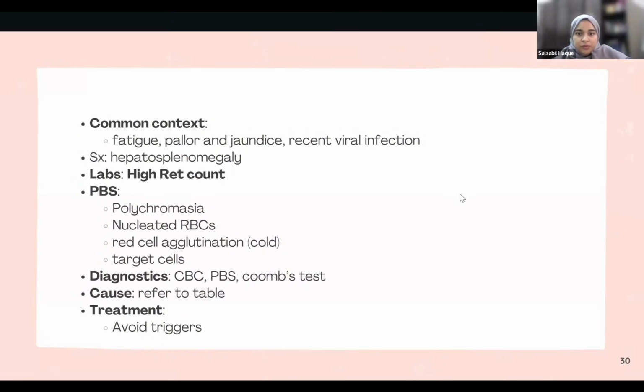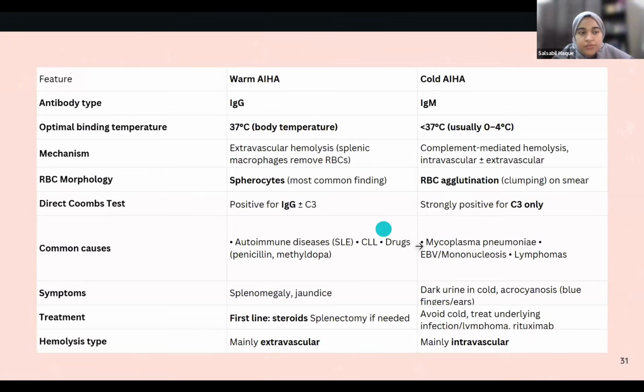So this is a quick table that I made. I took help of ChatGPT as well, but it's a very comprehensive table from the lecture as well. So in warm hemolytic anemia, the main antibody that is involved is IgG, whereas for cold, it's IgM. And here, the mechanism is extravascular hemolysis.